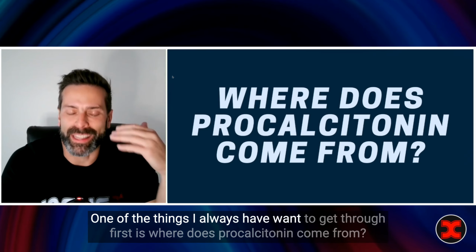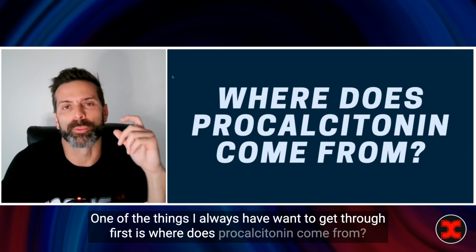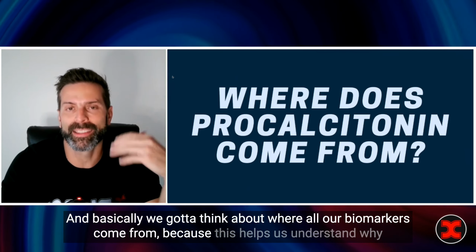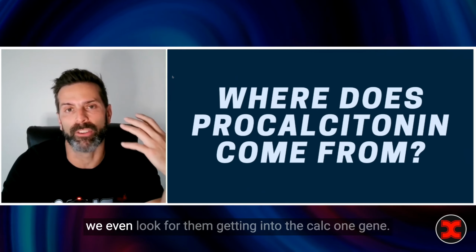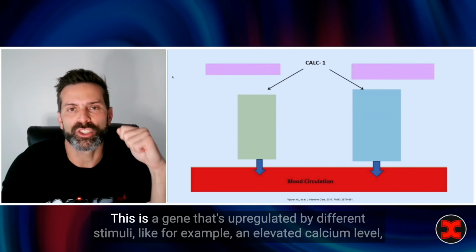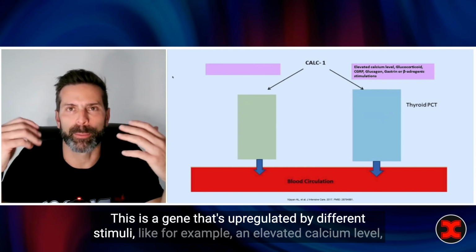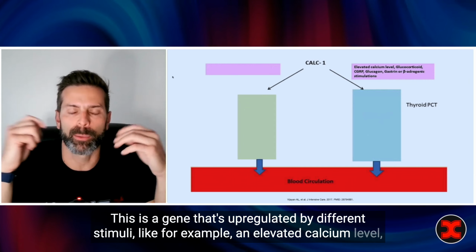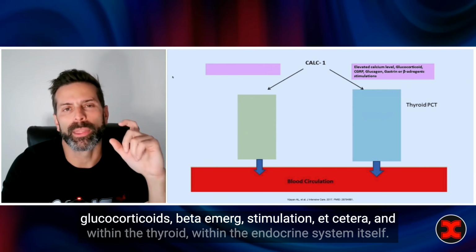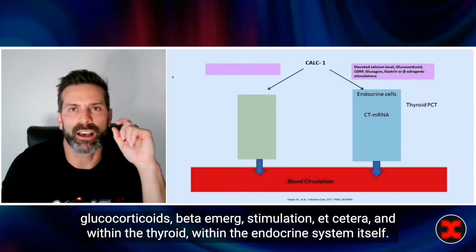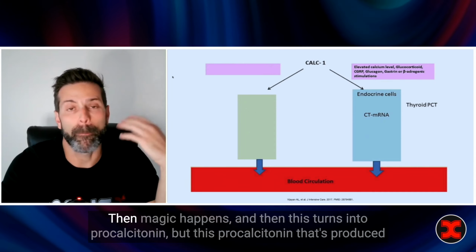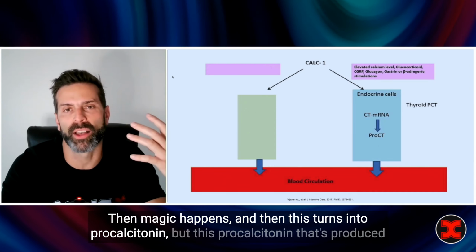One of the things I always want to get through first is where does procalcitonin come from? Basically we have to think about where all our biomarkers come from, because this helps us understand why we even look for them. Getting into the CALC1 gene, this is a gene that's upregulated by different stimuli, for example, an elevated calcium level, glucocorticoids, beta-adrenergic stimulation, etc. And within the thyroid, within the endocrine system itself, there is calcitonin mRNA that's produced. Then magic happens, and this turns into procalcitonin.